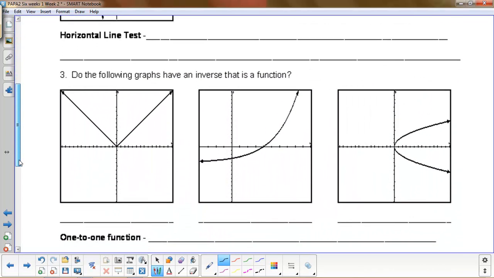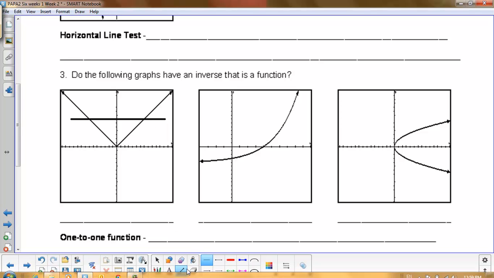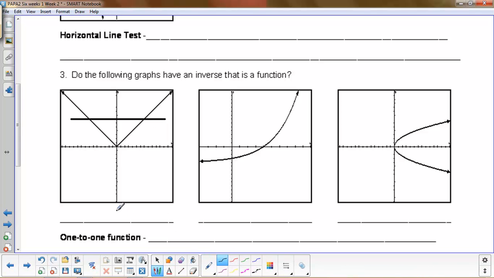Describe what the horizontal line test is. We will use that to help us to determine if the following graphs have an inverse that is a function. So to determine that, we will simply draw our horizontal line to determine if the inverse will be a function. No, this is not.